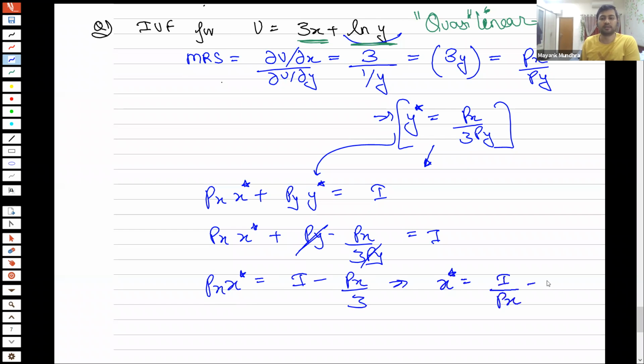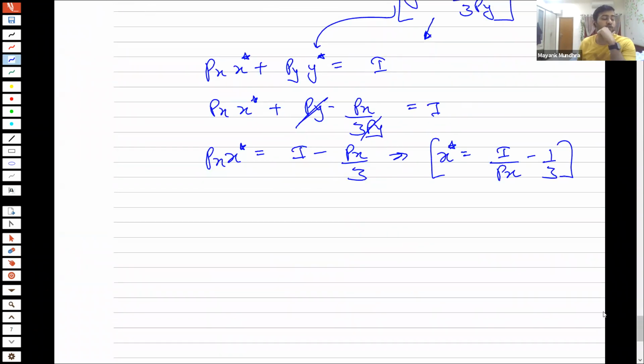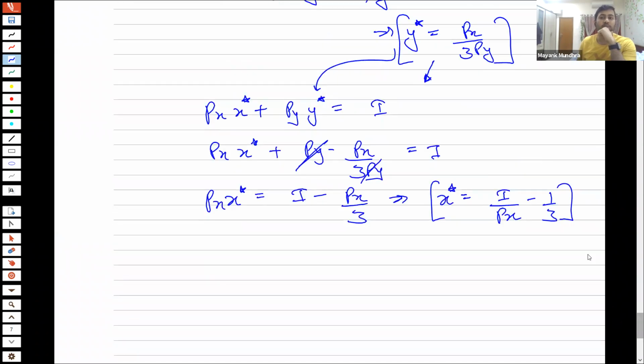I by Px minus 1 by 3. So this is the optimal amount of good X that you want to consume. The optimal amount of good Y is this one. So this is good Y, this is good X.